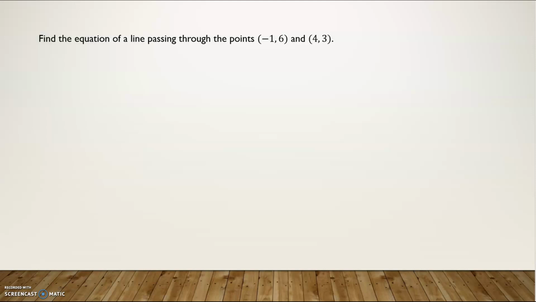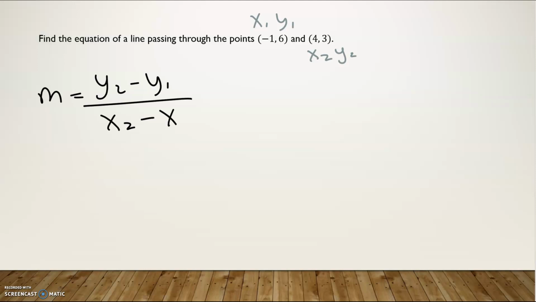So if we label this one x sub 1, y sub 1, and this will be x sub 2, y sub 2, and you can change those. It could be the other way around. You get the same exact answer. So y sub 2 minus y sub 1 over x sub 2 minus x sub 1. Okay, so y sub 2 we said was 3 minus 6.